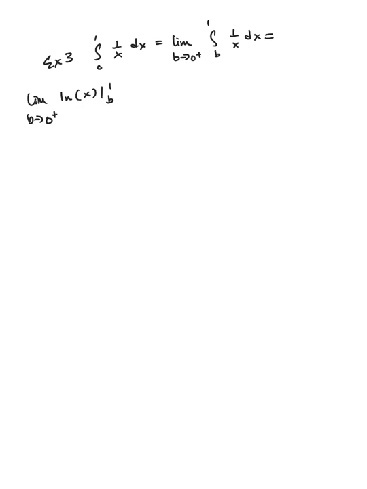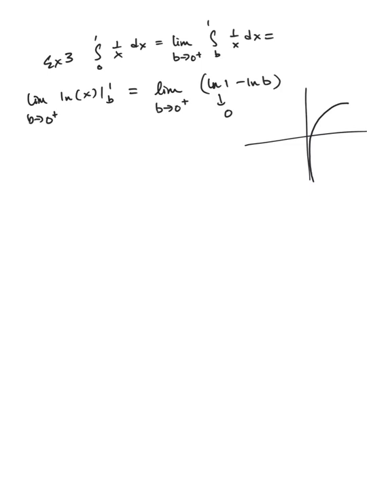Now, you're probably wondering, do I have to keep writing this limit? Yes, you must. Have fun doing it. Make it look pretty so it doesn't seem like a task. So I have ln of 1, which you guys know is 0, minus ln of b. Now, think about the ln graph. Where does the ln graph go as you're approaching 0 from the right? That's correct. It goes to negative infinity. So we have the limit.